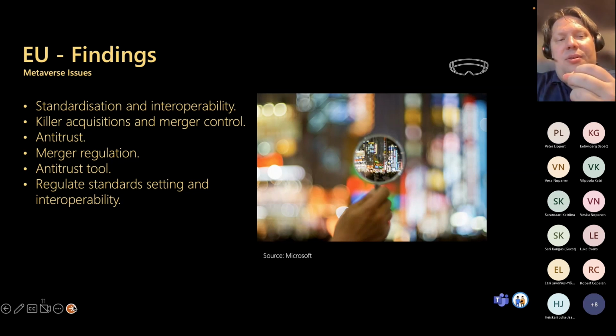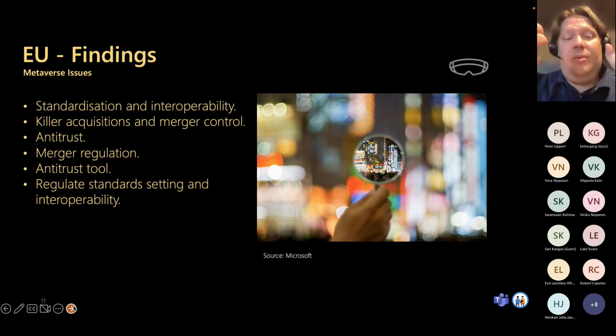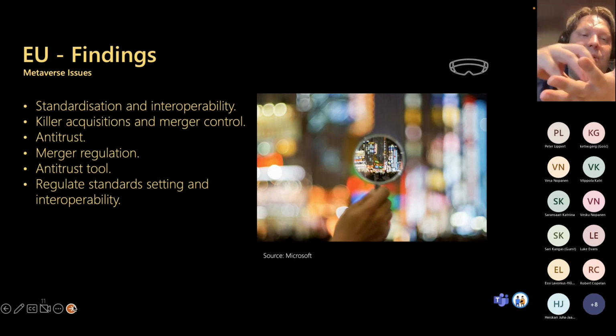So the EU Parliament and the experts on EU level see that we will have killer acquisitions in the future. So, for example, Facebook will buy all of the companies and have the right to have the only metaverse, for example. It may happen, but this is what they're talking about. Also about antitrust, antitrust tools, regulation standards and settings. So we have these findings, and then it's very interesting what we have to do with them, on a political and legal level, a little bit higher.